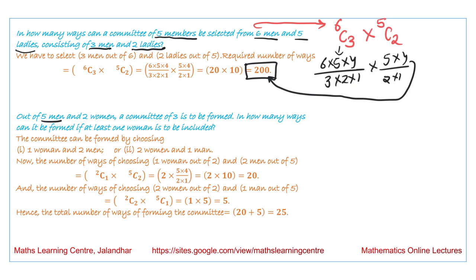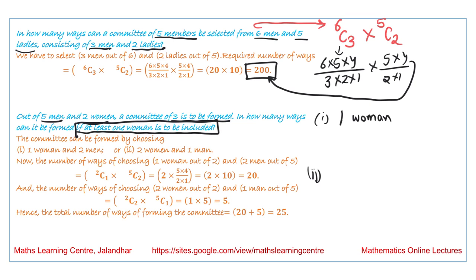Next is, out of 5 men and 2 women, a committee of 3 is to be formed. In how many ways can it be formed if at least one woman is to be included? It is given that at least one woman is to be included. So we have two cases. First is, if one woman is included, and second is, if 2 women are included, because the maximum number of women we have is 2. So maximum we can include 2 women.